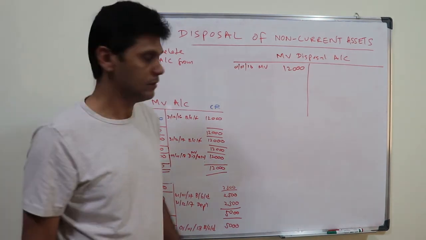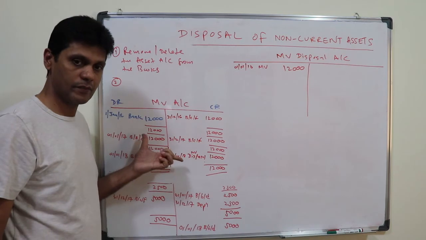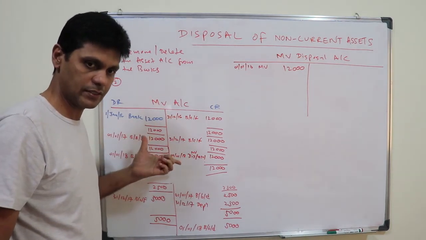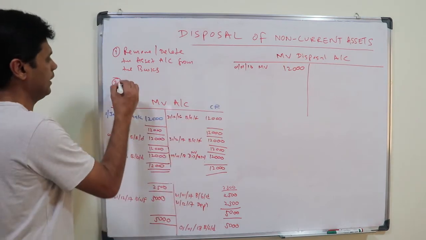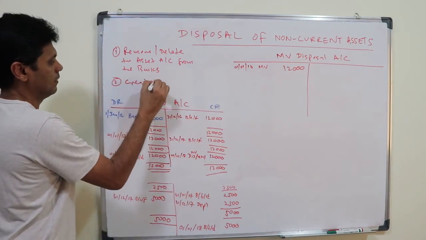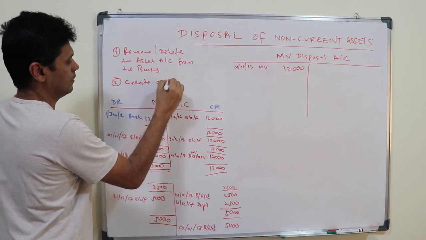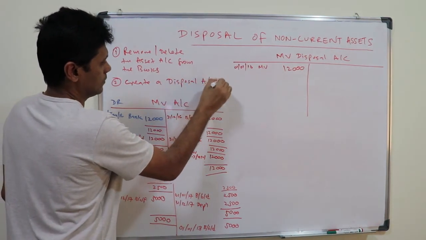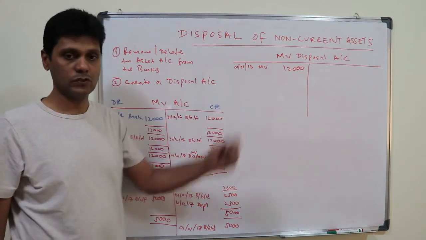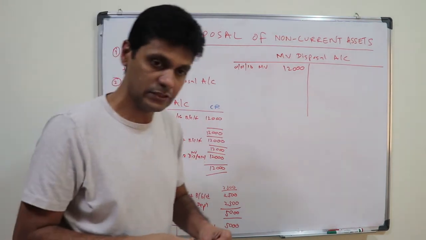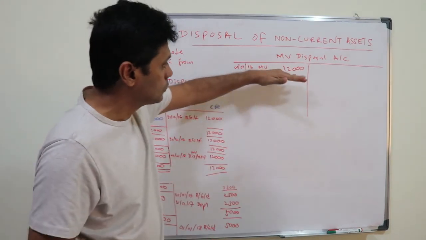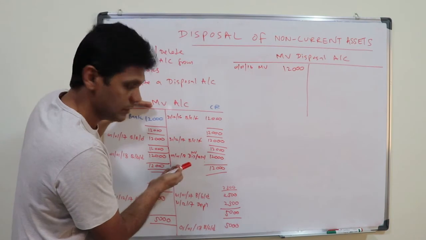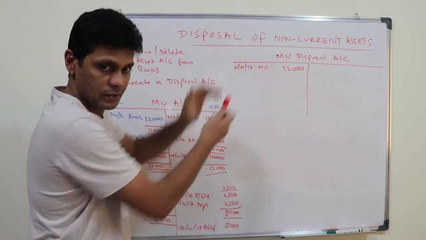That we did. Remove or delete from the books of accounts the motor vehicle account, the asset account. And you have to create what? A disposal account. You need to create a disposal account. Then the third step. So this disposal account, you brought the cost.